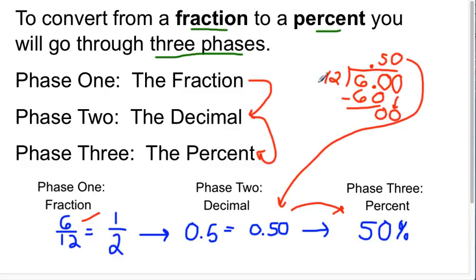And this method up here is how you're probably always going to find your percents. You're almost always going to take this fraction, treat it as a division expression, get your decimal to the hundredths place value, and then turn it into a percent.